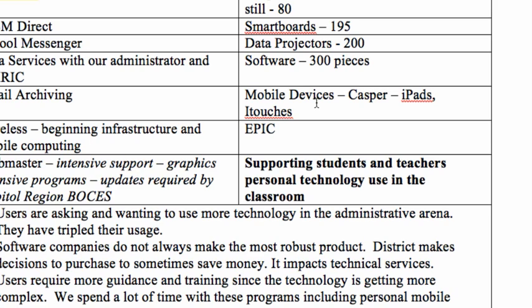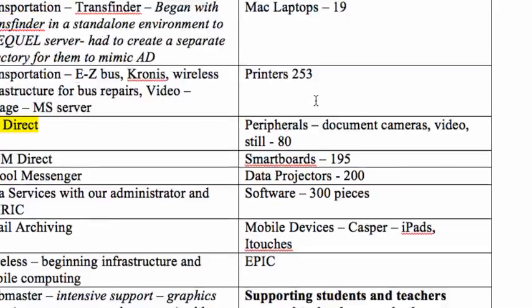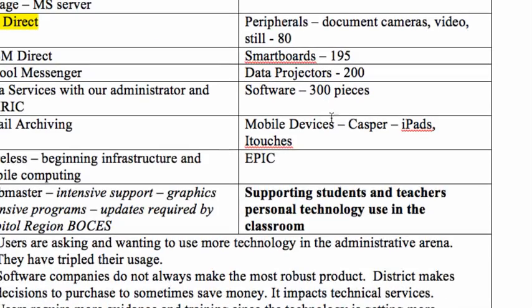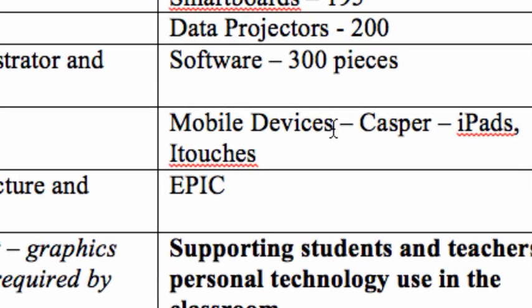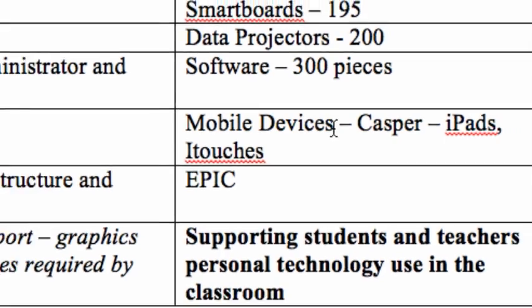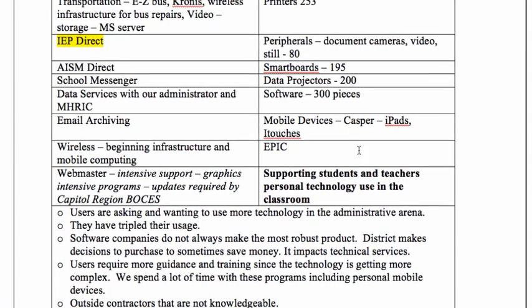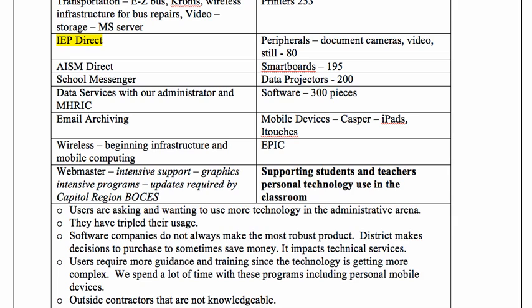We're in the process of building an infrastructure for mobile devices so we can accommodate the iPads, called Casper. It's made by JAMF, J-A-M-F software. That's going to take us about a year of planning. We have built it for the Macs. We support Epic.